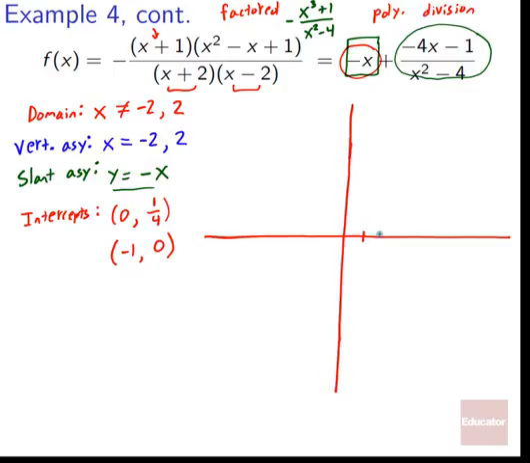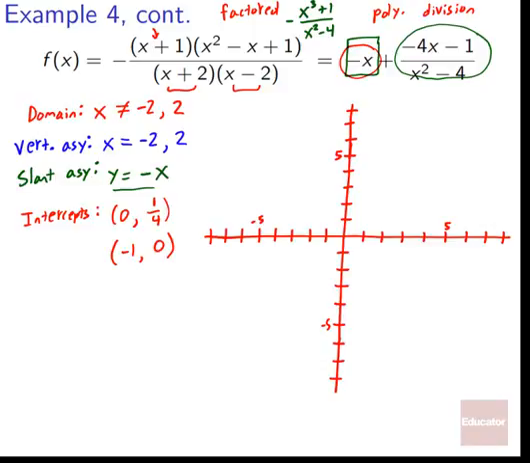Okay, so I'm going to mark in a location of 5, 3, 4, 5, just so we have a little bit of a reference that we can easily find our way around. Negative 5. Great. So we have a little bit of reference there on our graph.